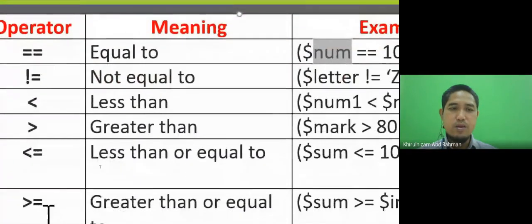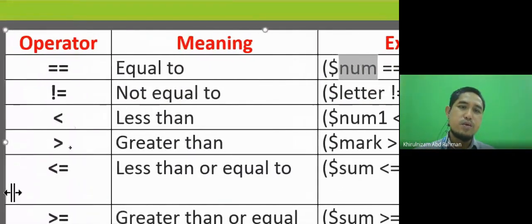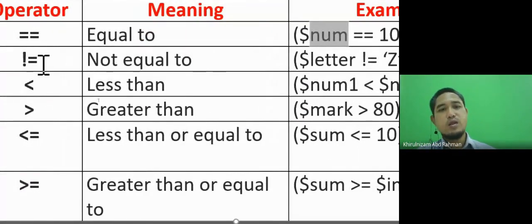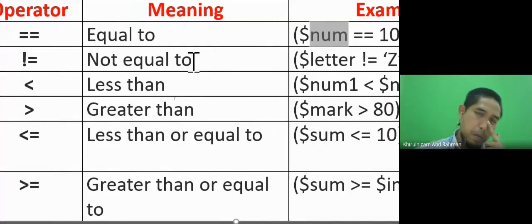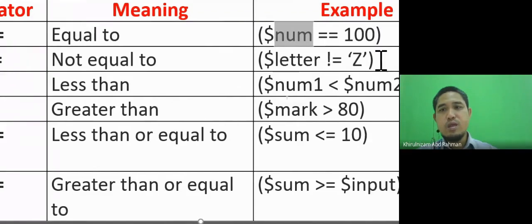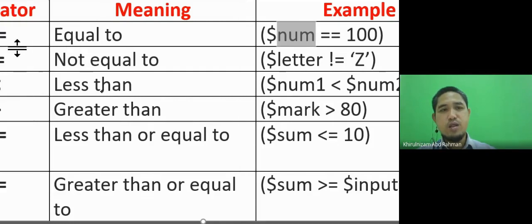So that one is equal. By right, you are familiar with this Boolean variable or the comparison operator. So the second one is not equal to. Not equal means if the value on your left is not the same as the value on your right, this will result in true. So it's the inverse of equal.